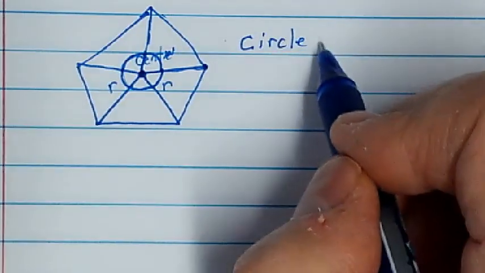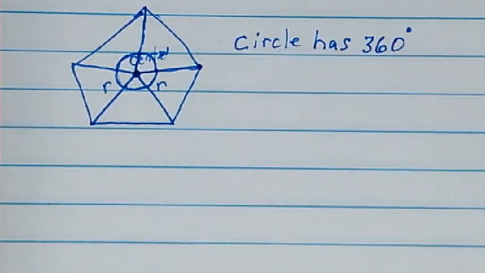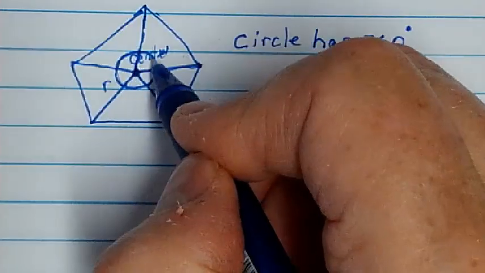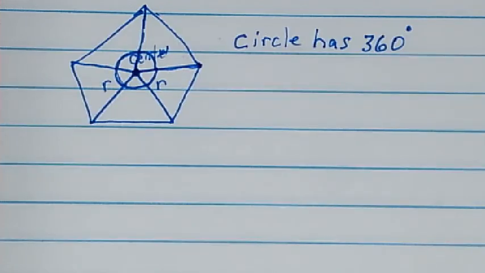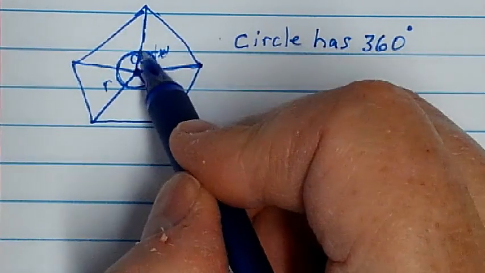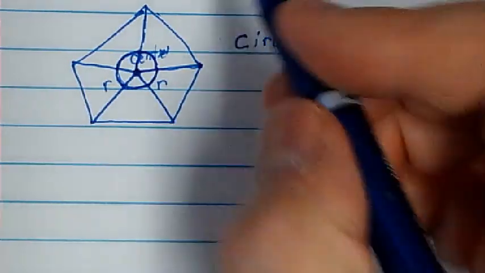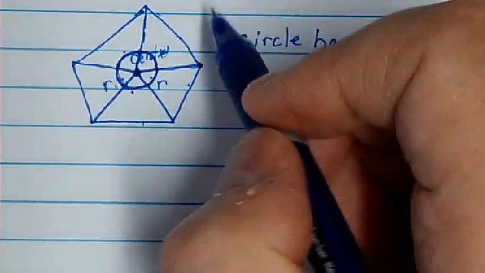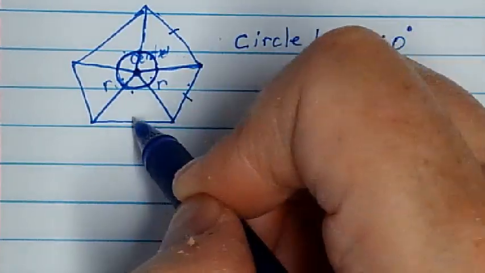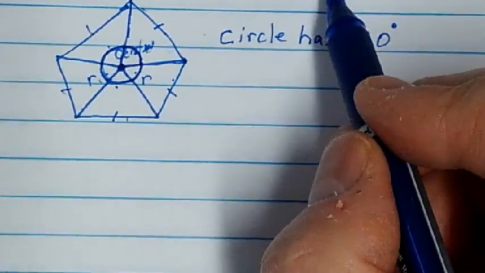And how many degrees in a circle? Did you ever hear of turning a full circle, 360 degrees? There's 360 degrees if you add up all these central angles. Now, how many central angles do we have? Let's count. 1, 2, 3, 4, 5. There's 5 central angles. As a matter of fact, the number of central angles matches the number of sides. And like I said, since all these sides are congruent, then all the angles are congruent.